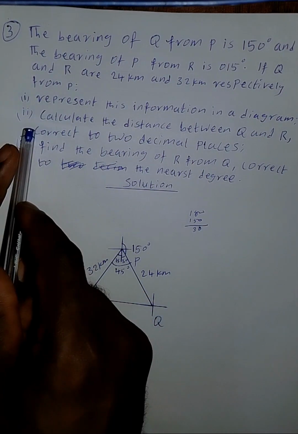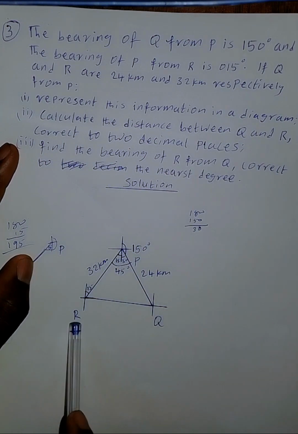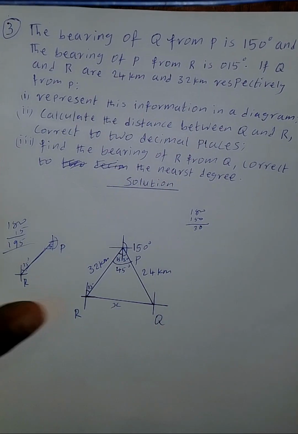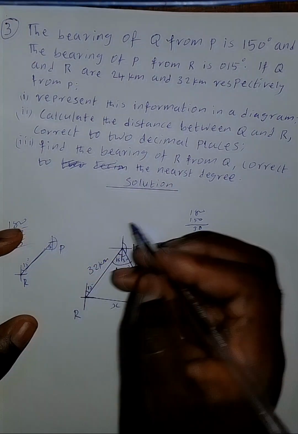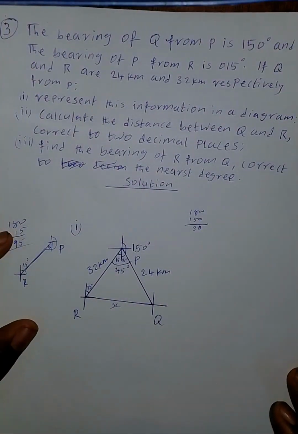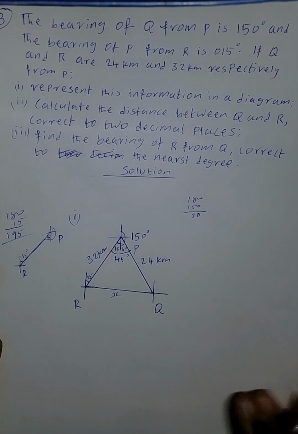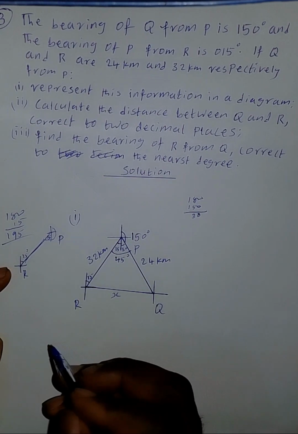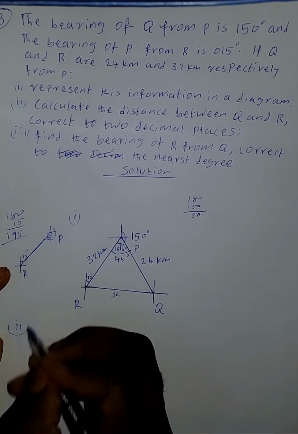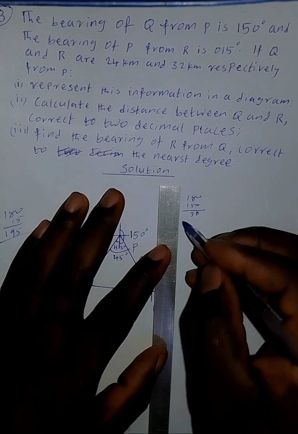The second question says calculate the distance of Q from R. So I'm looking for this third distance. I'll call it X. And here my first question is completed. I've represented this information on a diagram. So I will go to the second question. Let me manage paper.